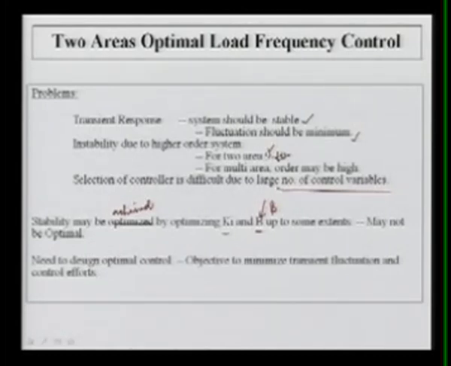So there is a need to design the optimal control, and the objective is to minimize the transient fluctuations, and it should have the minimum control effort. So these are the basic criteria. Based on that we have to decide the optimal load frequency control, that is also called AGC.